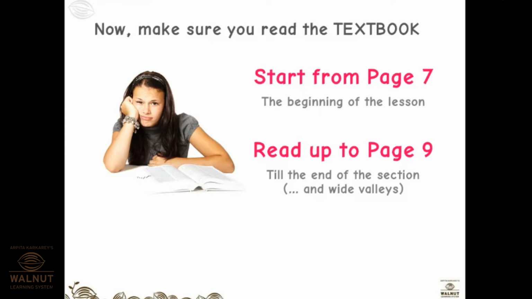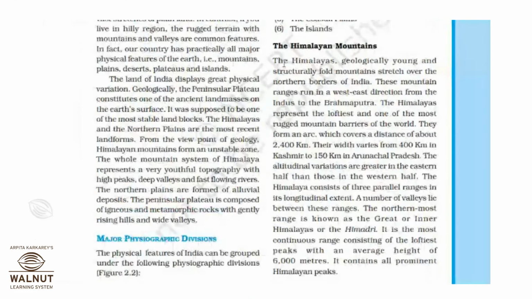Alright, so we are going to start with the Himalayas. As I told you, they are the young fold mountains. The Himalayas represent the loftiest and one of the most rugged mountain barriers of the world. Loftiest means? Any idea what the word loftiest means? Loftiest means the tallest. So they form an arc which covers a distance of about 2,400 kilometers.